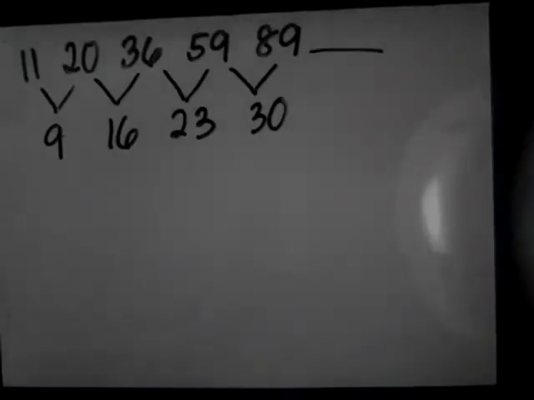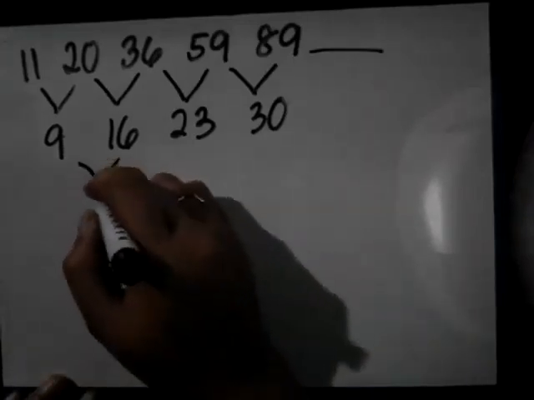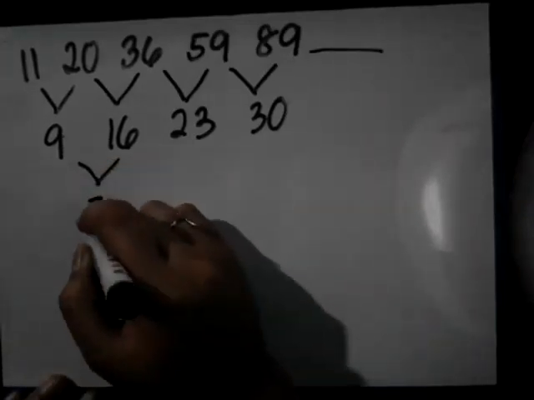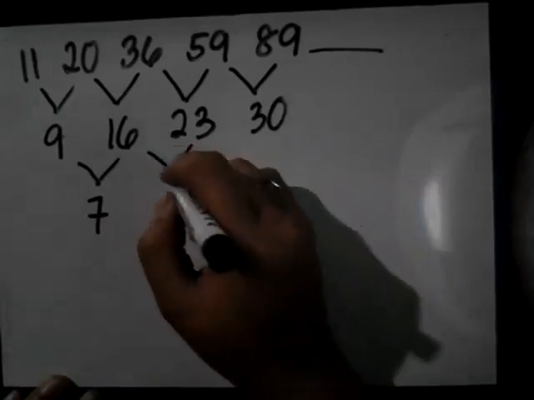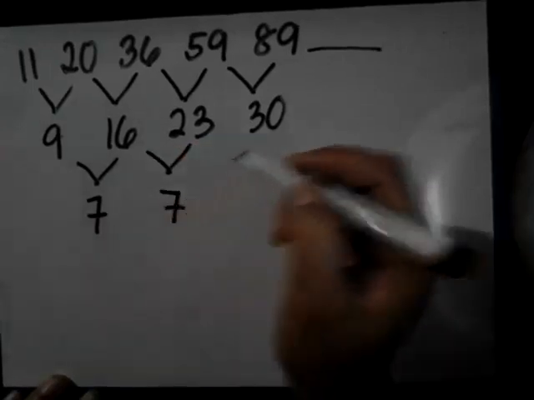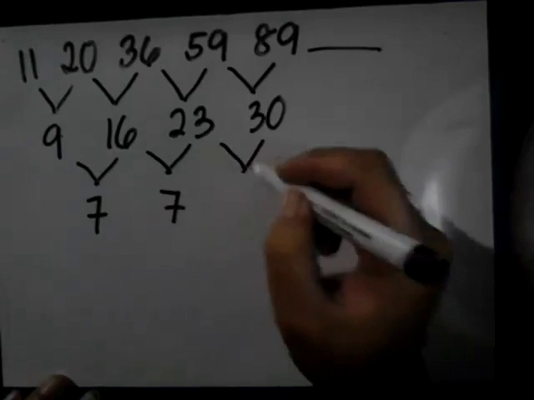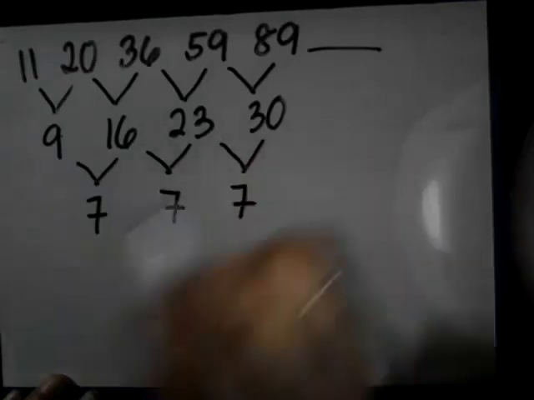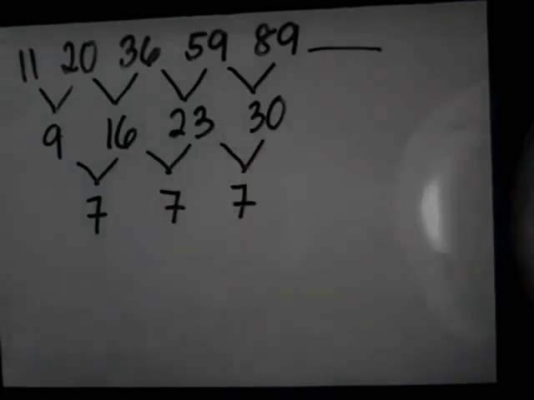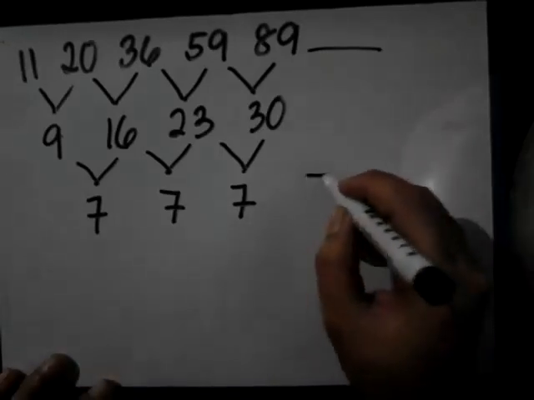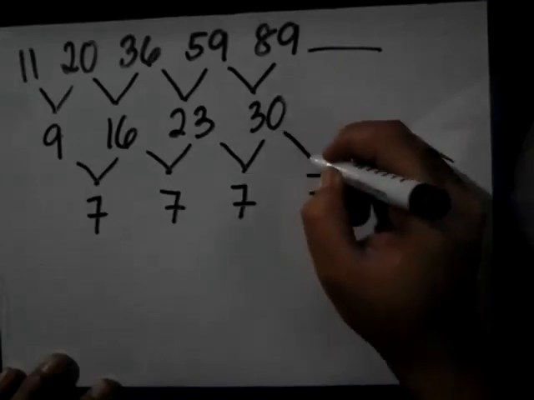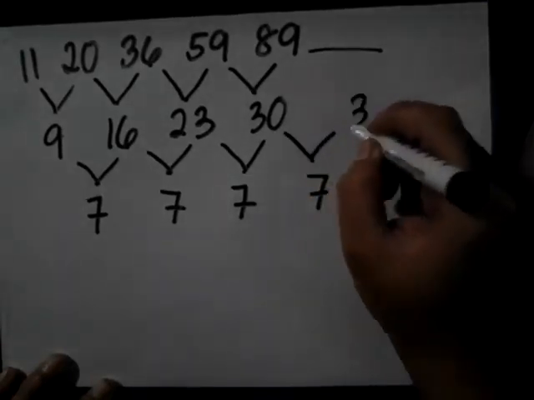So for second differences, 16 minus 9, the answer is 7. 23 minus 16, the answer is 7. And 30 minus 23, the answer is 7. Now that the numbers for second differences are all equal, and we also have the pattern, let us now proceed to get the next term for first differences. We're going to add 7 here. So 30 plus 7 is equal to 37.